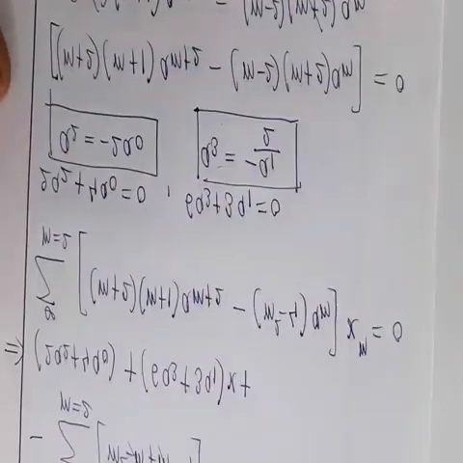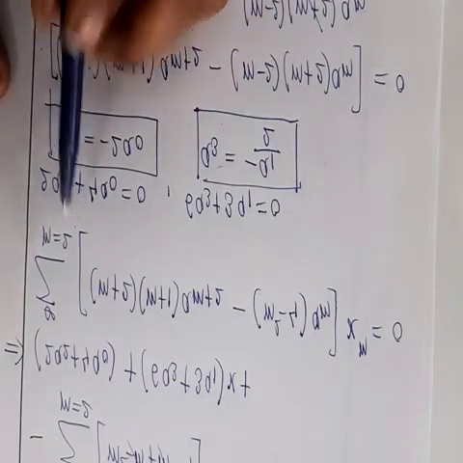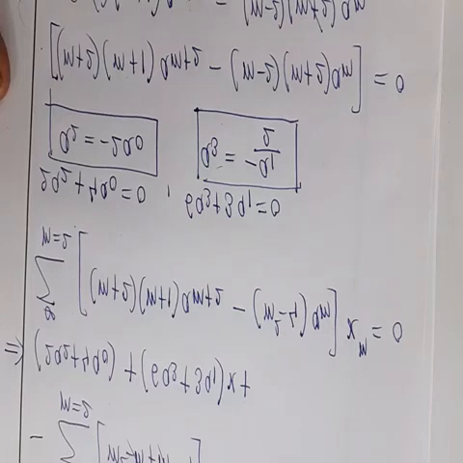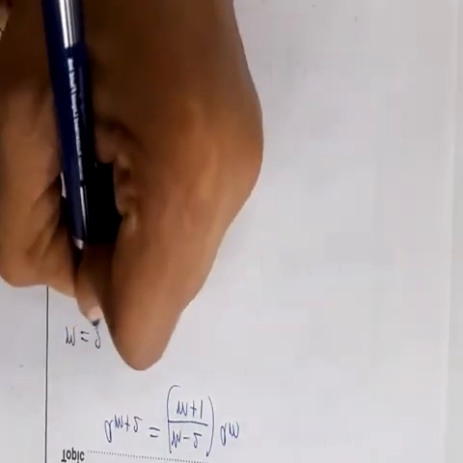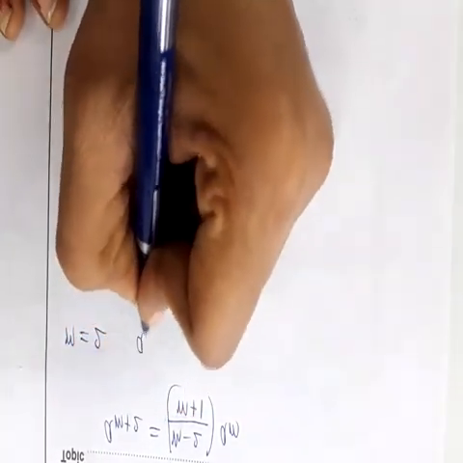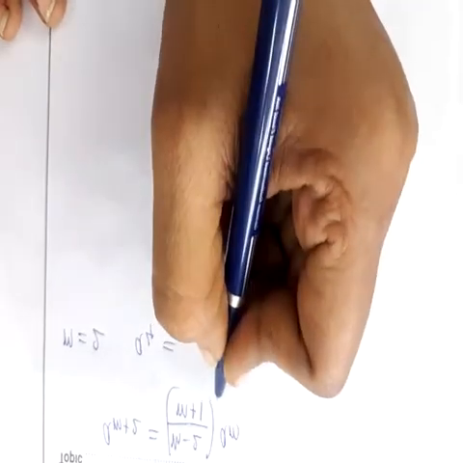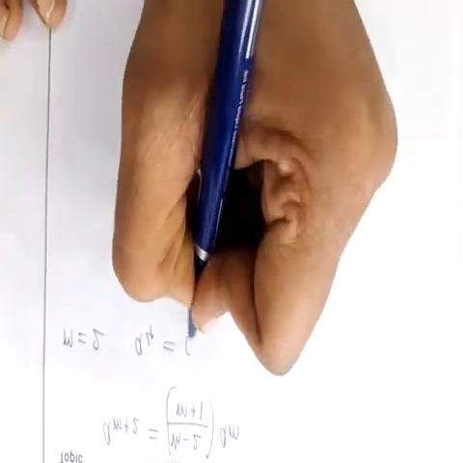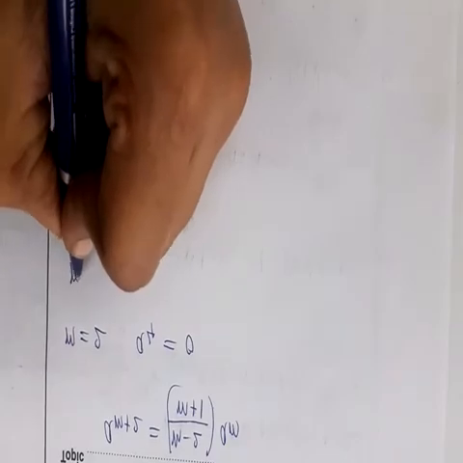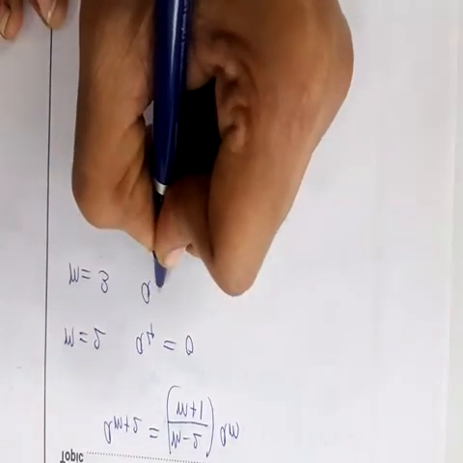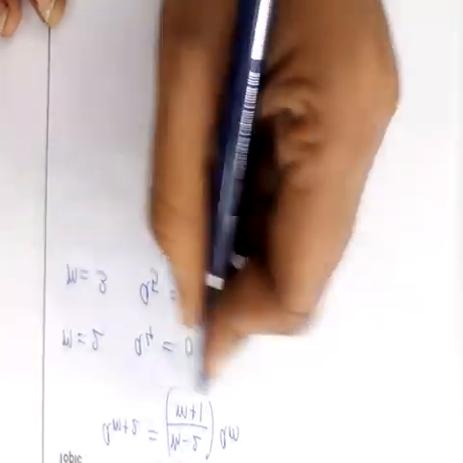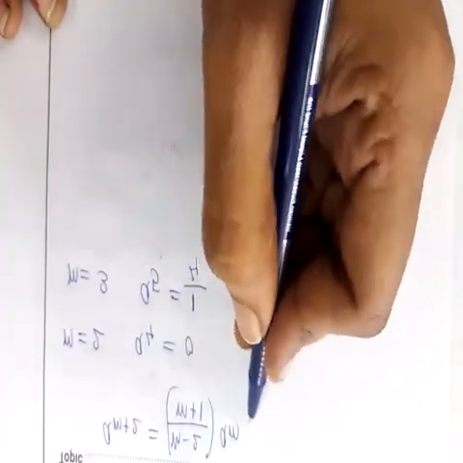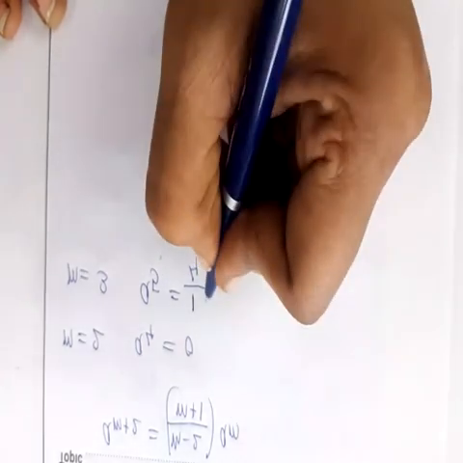Now again check that the summation starts from m equal to 2, which means we can substitute the values 2, 3, 4, 5 and so on. So put m equal to 2: a_{m+2}, which is a4, is equal to (2 − 2), that is 0. So a4 is equal to 0. Then m equal to 3: a5 is equal to 3 − 2 is 1, 3 + 1 is 4, so 1 by 4 times a3.